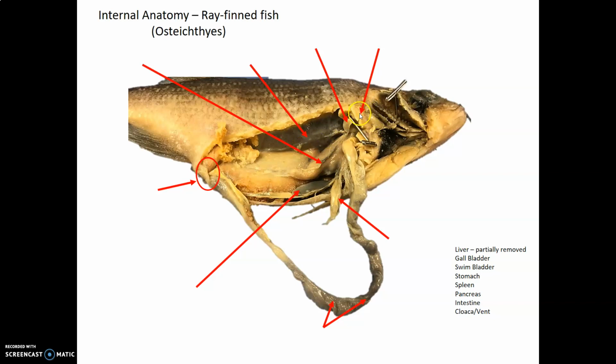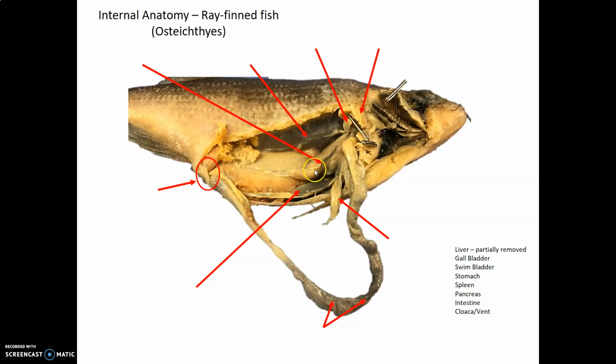So just to kind of orient you again, this arrow is pointing to the liver, which has been partially removed to reveal this bag-like organ right here. This is the gallbladder. The gallbladder is filled with bile, and it serves to aid in the digestion of fats. This line points to the swim bladder, which you can see is sort of this translucent bag that the fish will add and remove gas from to help maintain its buoyancy.